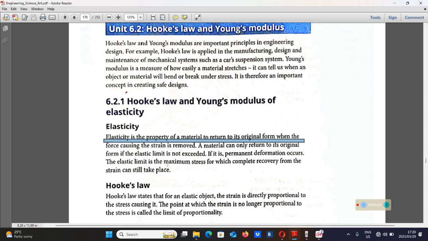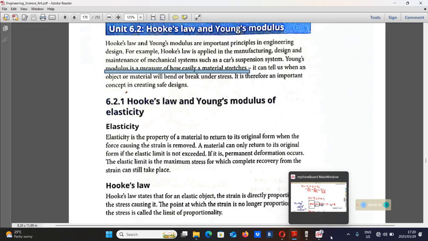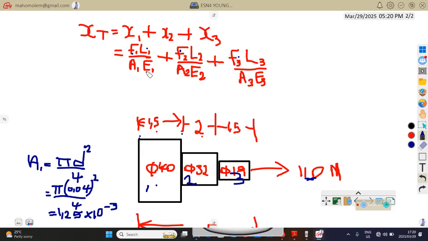So Young's modulus, which is that E, it's here. Young's modulus is a measure of how easily a material stretches. Good. So it is this E, right? Now E depends on the type of material. So here we've used the same material. If we have steel here and steel here and steel here, it means that this E and this E and this E will be the same.